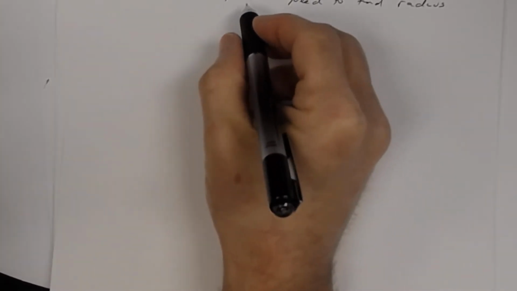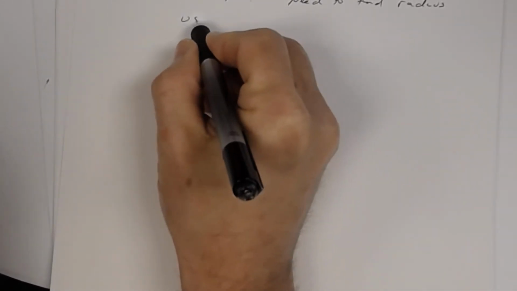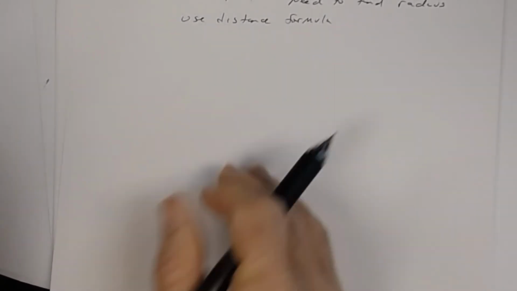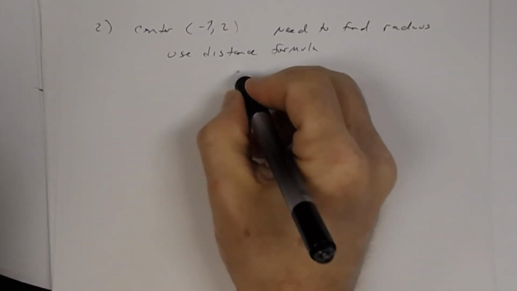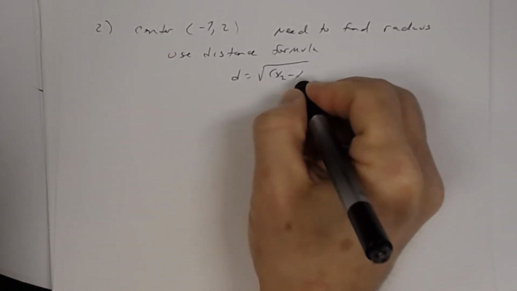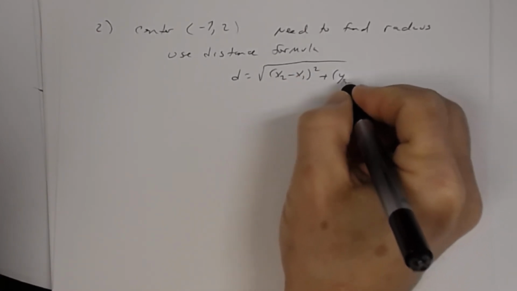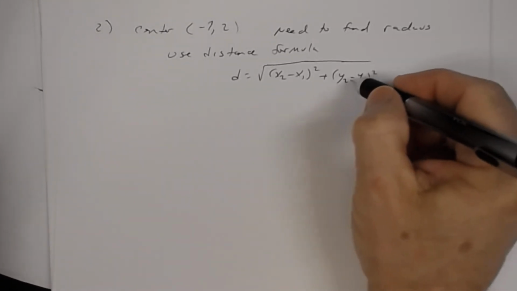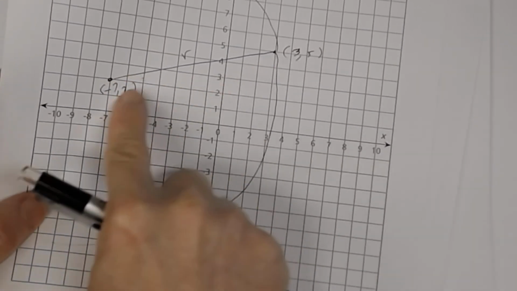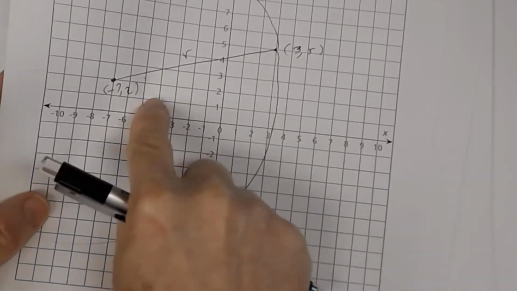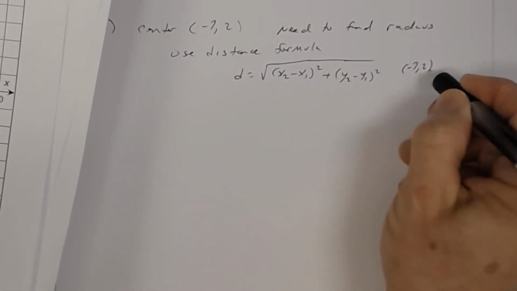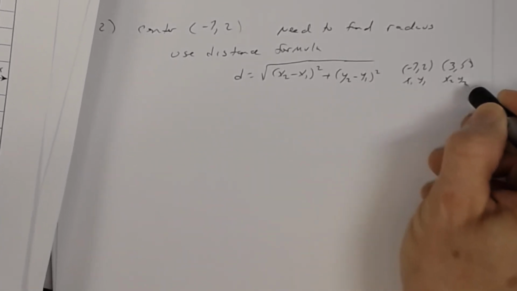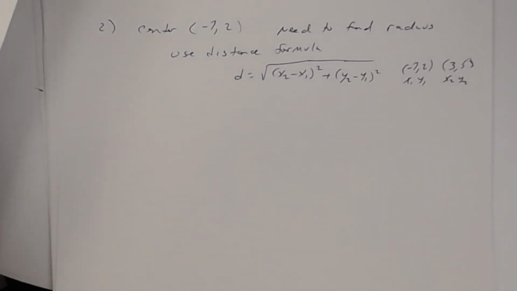So we have to find the distance, so we're going to use the distance formula. Remember, the distance formula is the square root of x2 minus x1 squared plus y2 minus y1 squared. To find the distance of this segment, we need to look at these two points. We have negative 7, 2, and we have 3, 5. Let's call these x1, y1, x2, y2. And all you can do is substitute into there, and we're going to find the length of the radius.